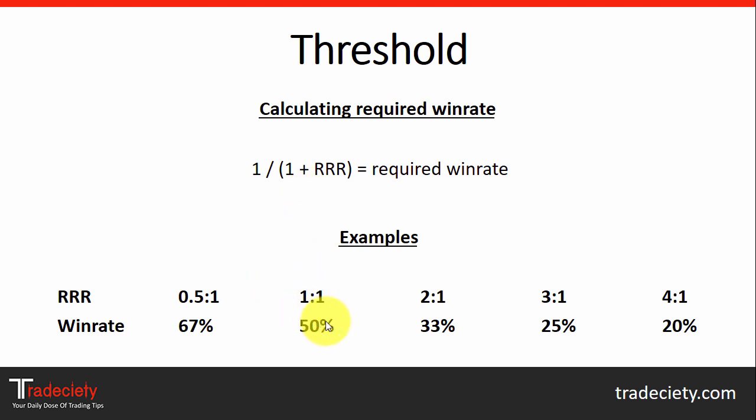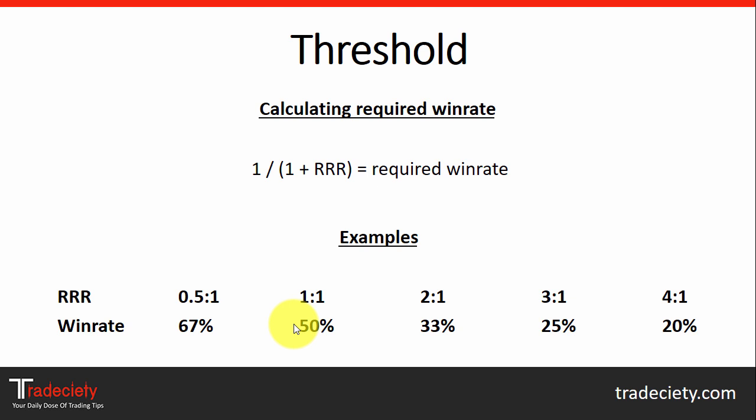So let's start here. If we have a trade with a reward to risk ratio of 1:1, it means that the stop loss and the take profit have the same size. So your reward to risk ratio is 1. Once we set in 1 here for the reward to risk ratio, then you can see already we have 1 divided by 2. And of course, this is 0.5 and 50%.